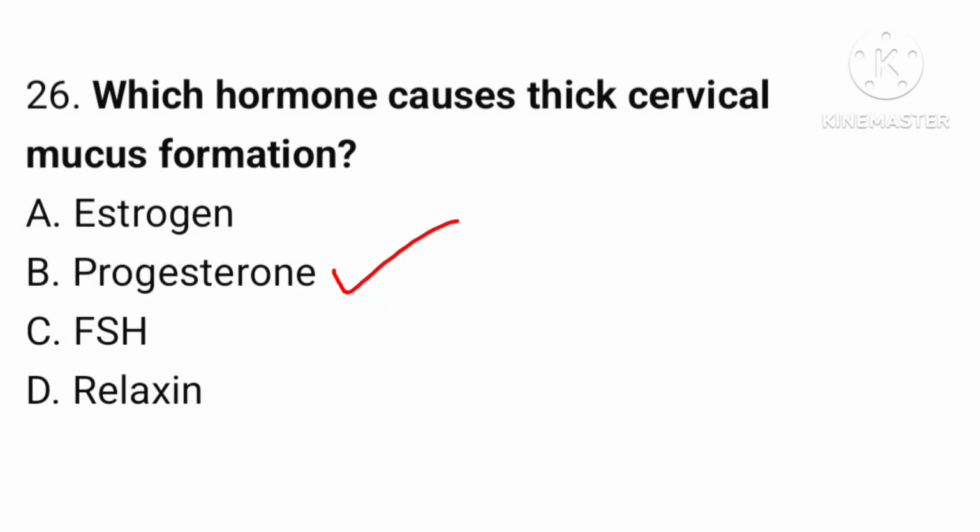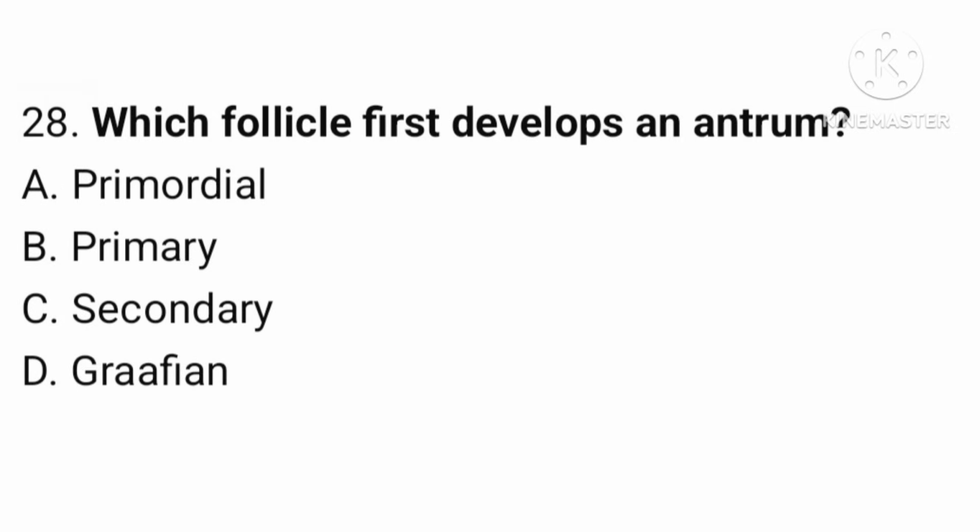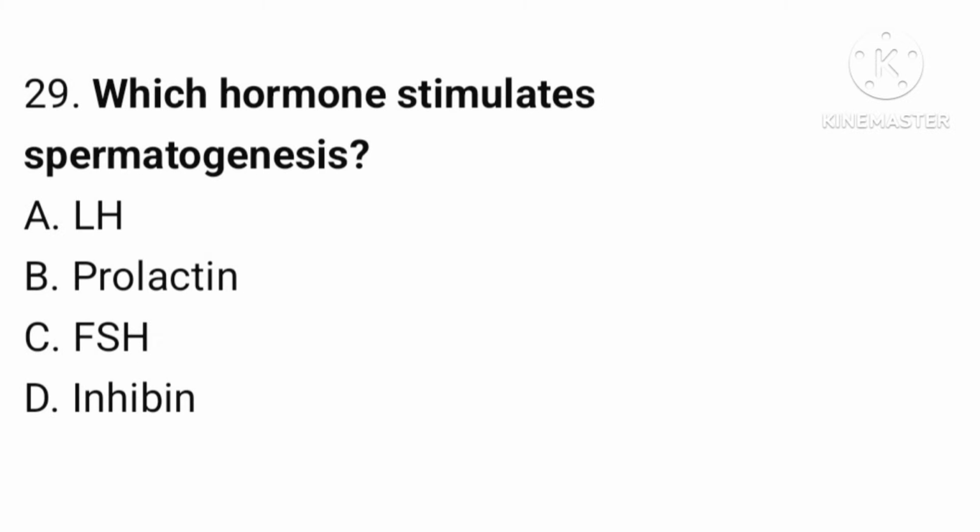Correct option is B. Which uterine ligaments help maintain anteversion of the uterus? Correct option is C. Which follicle first develops an antrum? Correct option is C. Which hormone stimulates spermatogenesis?